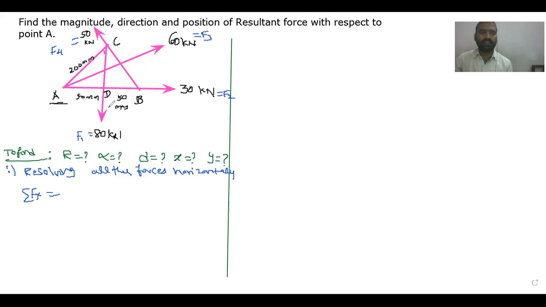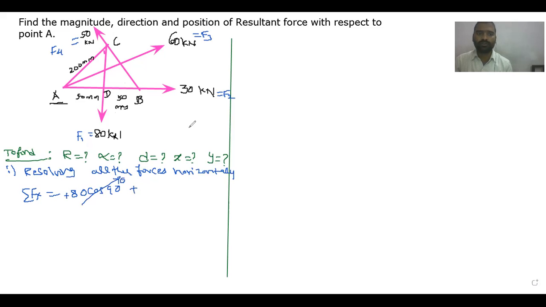So what is sigma Fx? That is the sum of all the forces along the horizontal direction. F1 force is purely vertical, so is it producing any horizontal force? No, because the angle made by the force with the horizontal is 90 degrees. The component is F cos theta, and cos 90 is equal to 0, hence it is not making any force. So you can write plus 80 cos 90, which is 0.